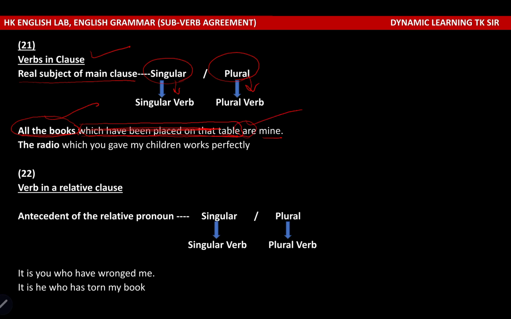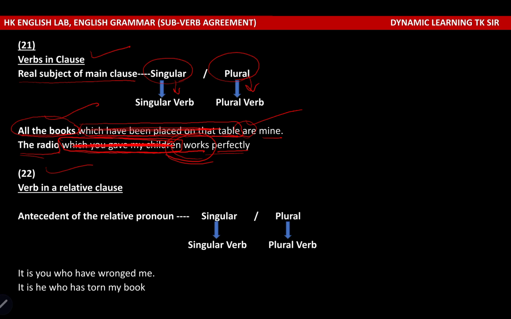Okay. The radio which you gave my children dash perfectly. Which you gave my children, this is your clause. Subordinate clause or WH clause. Erase it. Then who is left? The radio. Singular or plural? Singular. Then what will be the verb? Works. Singular verb. Am I right? Okay.